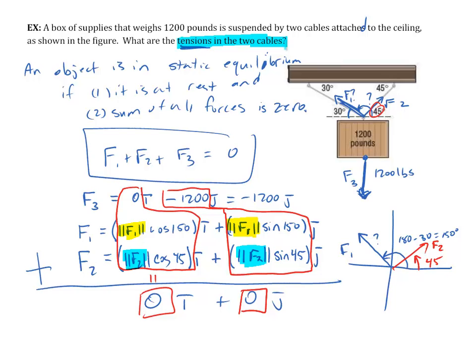How many equations will I have? I have 2 equations and I have 2 unknowns, which means I have a nice little linear system that I can solve using what I learned back in algebra.